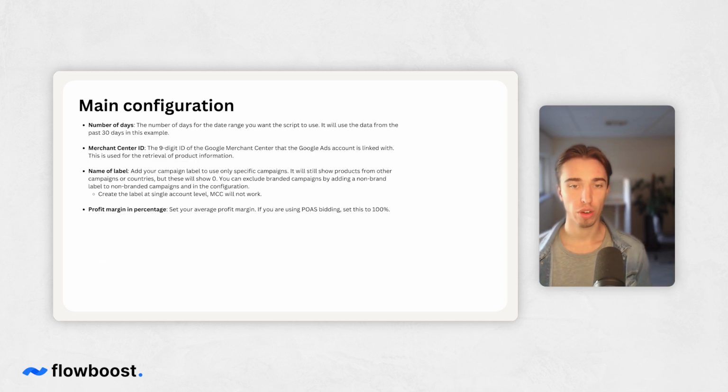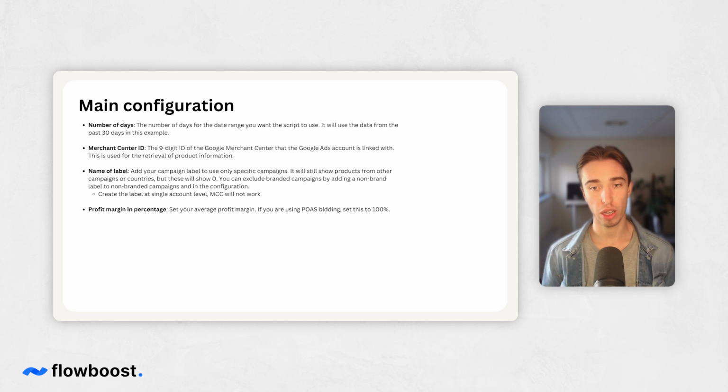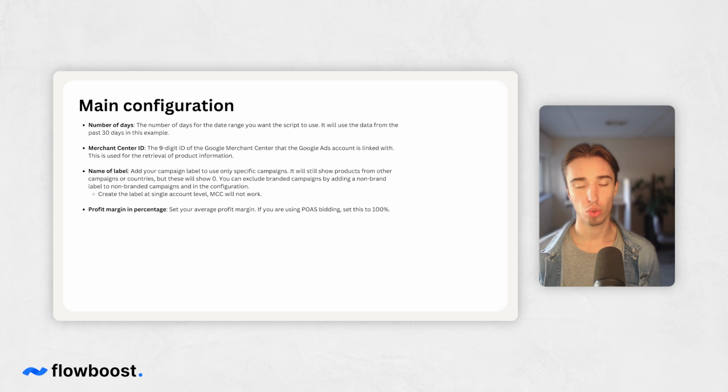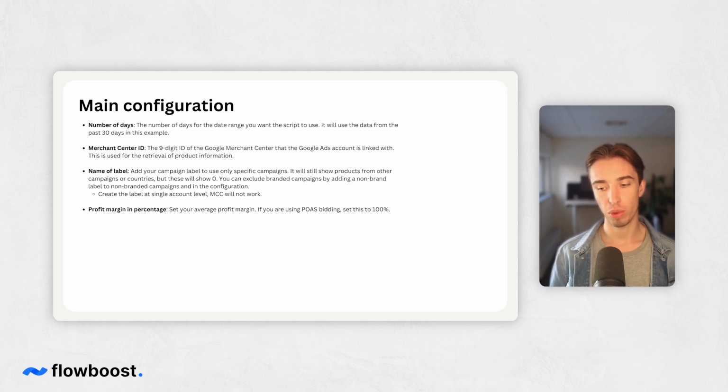Okay, the main configuration. We have a few options here. The number of days. This is the number of days for the date range you want the script to use. It will use, in the normal example, the data from the past 30 days. Or when you set your conversion lag to a higher number, which I will talk about in a moment, it will take the last 30 days before the conversion lag.